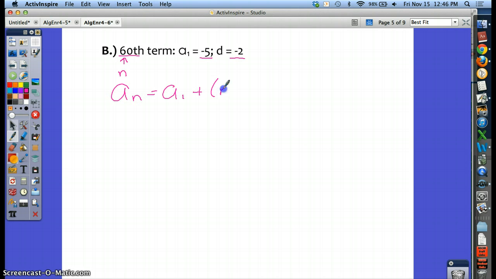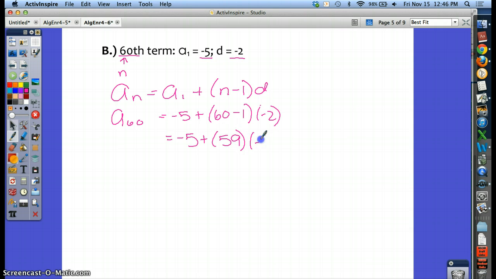So when you did this problem, hopefully you substituted everything in, and you have that the 60th term comes out to be negative 5 plus 60 minus 1 times negative 2. Be careful with your signs here. So a negative times a positive is going to be a minus or a negative.